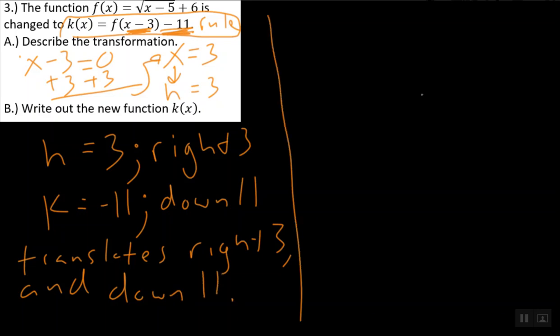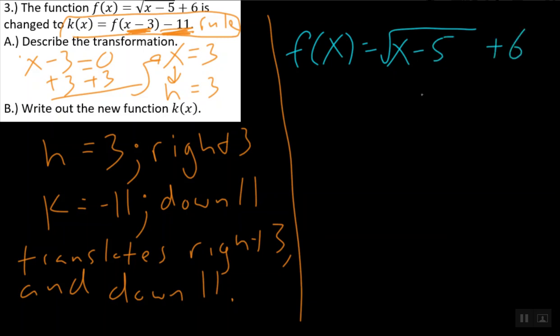Okay, now let's go ahead and write out our original function f of x. Here it's a square root function. We have the square root of x minus 5 plus 6. And our rule, I'll write that in red, is k of x is equal to f of x minus 3 minus 11. And let's go ahead and write out our new function, k of x.